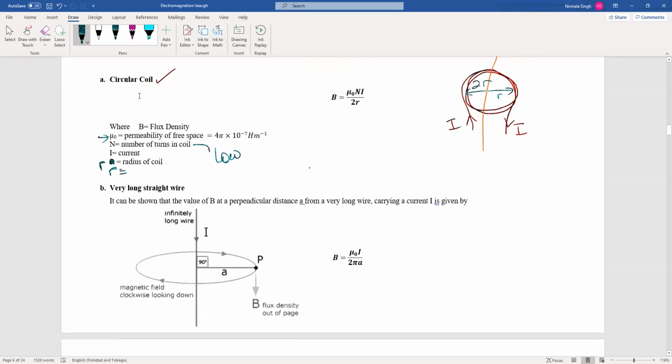For a long straight wire, it can be shown that the magnetic flux density for a long straight wire, remember, if my wire is here and it's producing a magnetic field around it because of how strong my current is.